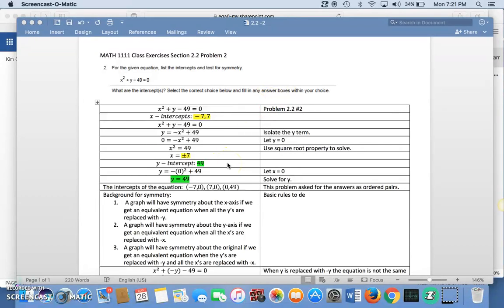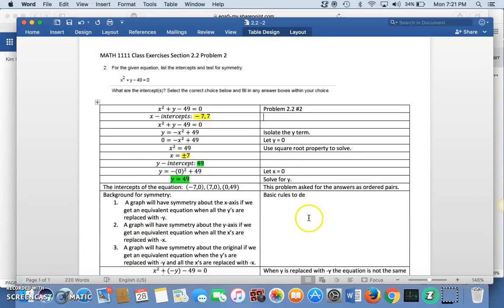Your y-intercept happens when x is equal to 0. I went back up here. It's just a habit I have of solving things for y, and I replace the x with 0. Of course, the x term cancels completely out, and you're left with 49. So the actual three intercepts you have are here. Okay, then you go through the test.